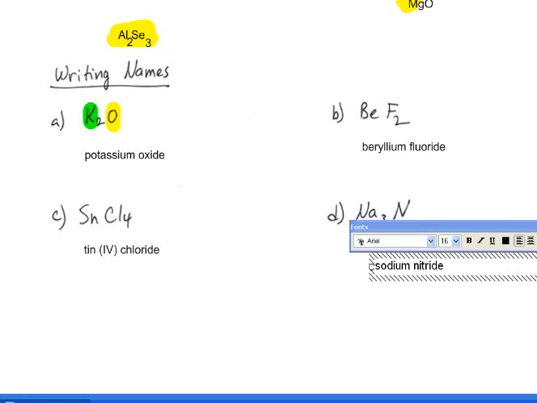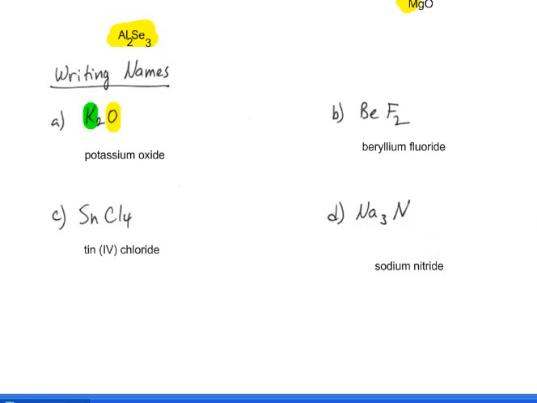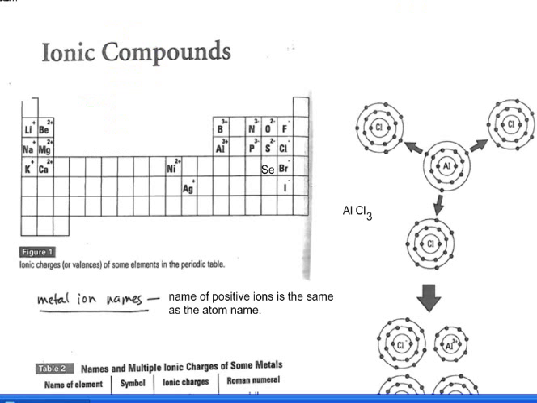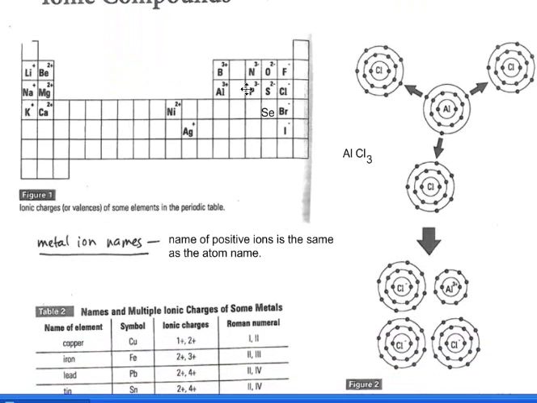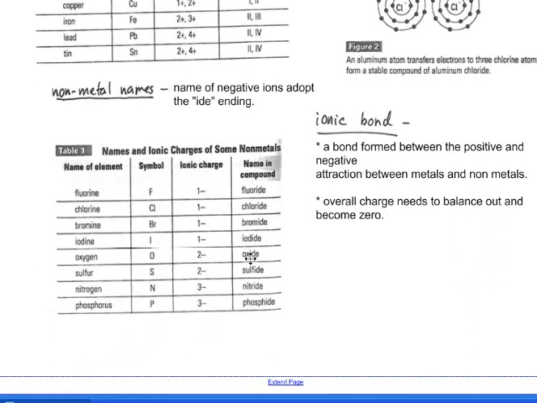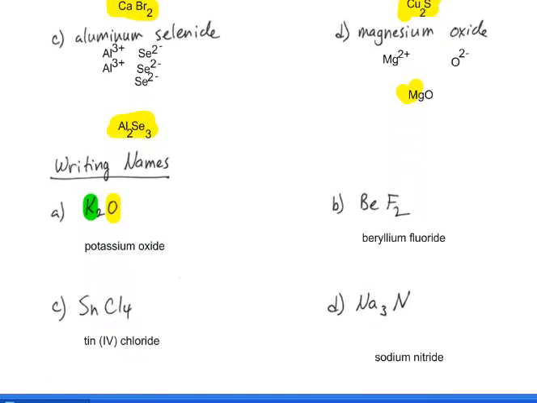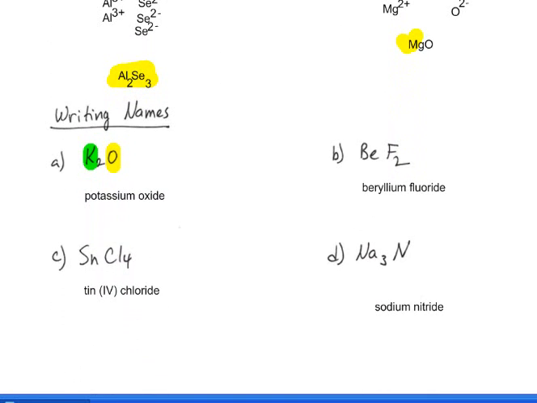So notice these all end in ide. And that goes back to the rule here that all of these nonmetals, the ones that gain negative charges, their names adopt the "ide" ending. And you'll always have access to this list, so you don't have to memorize them, but you'll get to know them as you go along. Okay? So those are the practice questions I wanted to do with you.